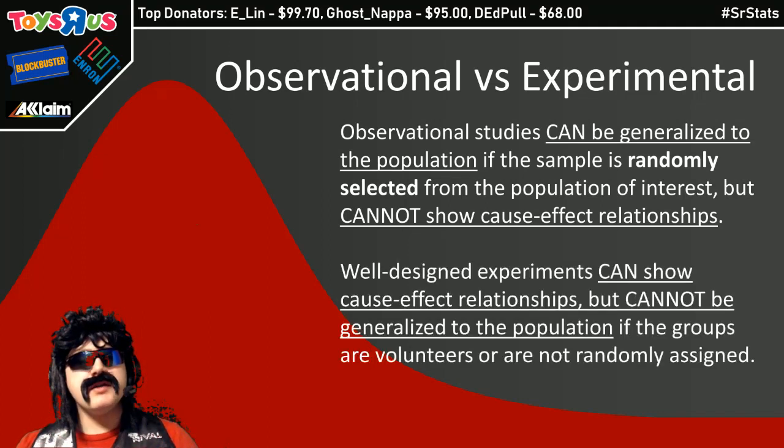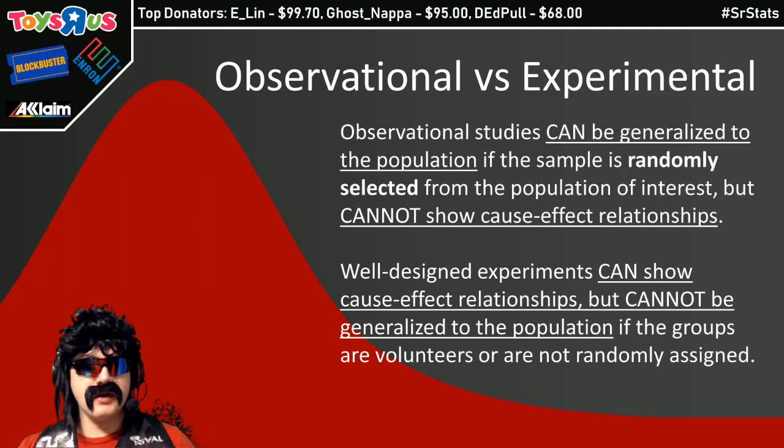So, well-designed experiments can show these cause and effect relationships, but you cannot generalize it to the population if the groups or volunteers are not randomly assigned. Now, you can have experiments that show cause and effect relationships and be generalized to the population as long as you randomly assign the groups. Again, there's a matter of having randomness in these problems to show generalization to the population for both observational studies and experiments. As long as there's something random about how you pick the people, then you can apply it to the population.